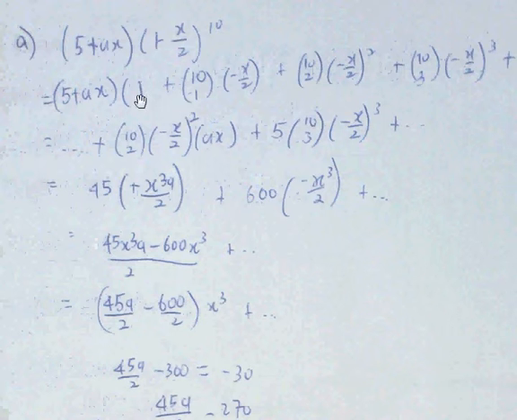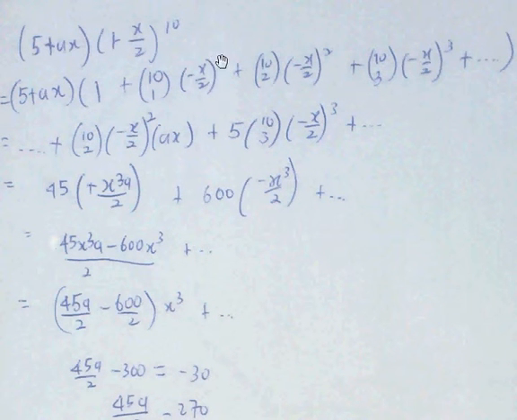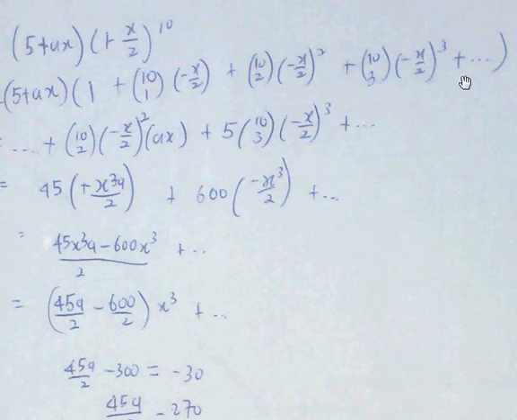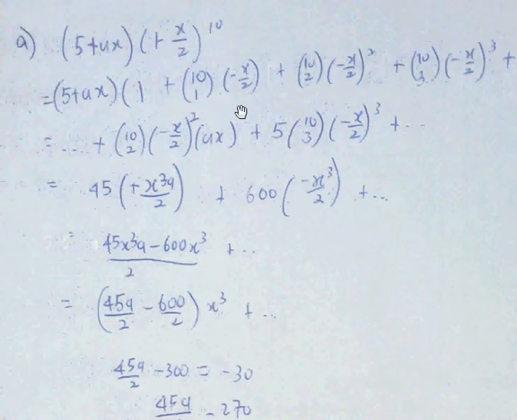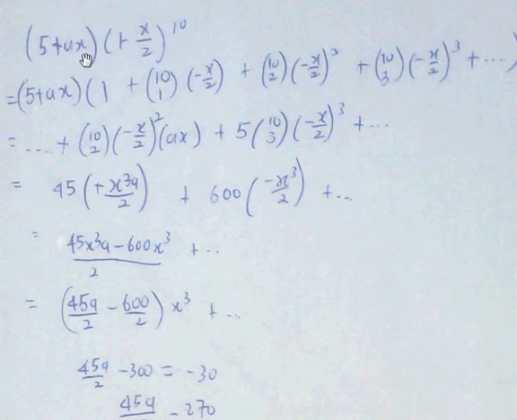So when we use the standard formula, we have 1 plus 10C1 times (−x/2), plus 10C2 times (−x/2) squared, then 10C3 times (−x/2) cubed, and so on. Since we only want to find the coefficient of x cubed, the previous term we can actually see that 5 times 1 is 5, which means there's no coefficient of x at all.